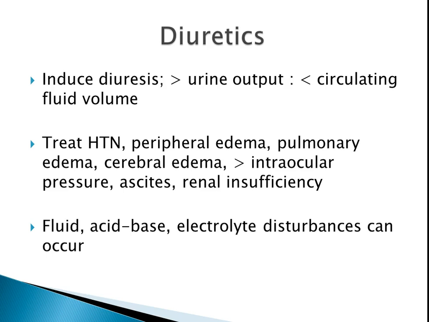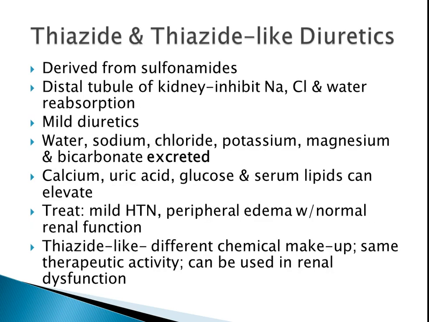Now, the concern about diuretics is that the patient could potentially have a problem with fluid balance, maybe dehydration, acid-base imbalance, or electrolyte imbalances. So that's the thing we're concerned about. Thiazide diuretics are derived from sulfonamides, so with sulfur drugs, you want to ask the patient, are you allergic to sulfur drugs? They work in the distal tubule of the kidney, and they inhibit sodium chloride water reabsorption. They are considered mild diuretics, so these are not some of the strongest ones out there.